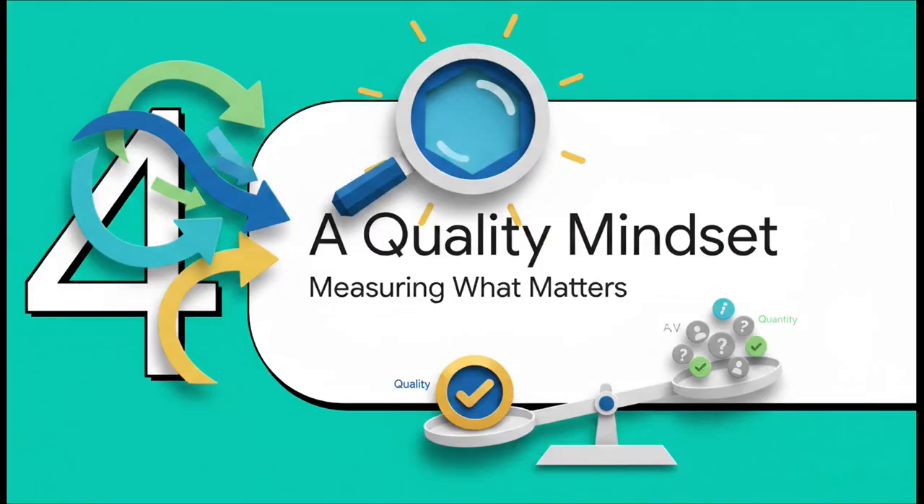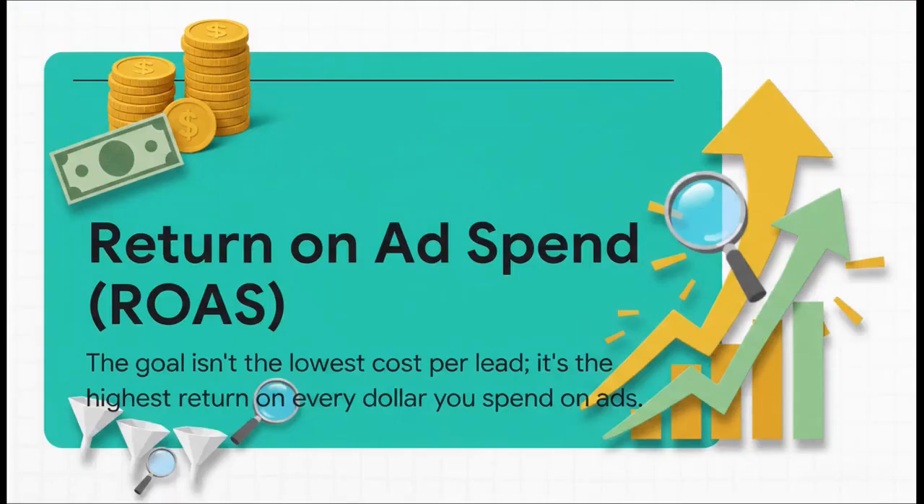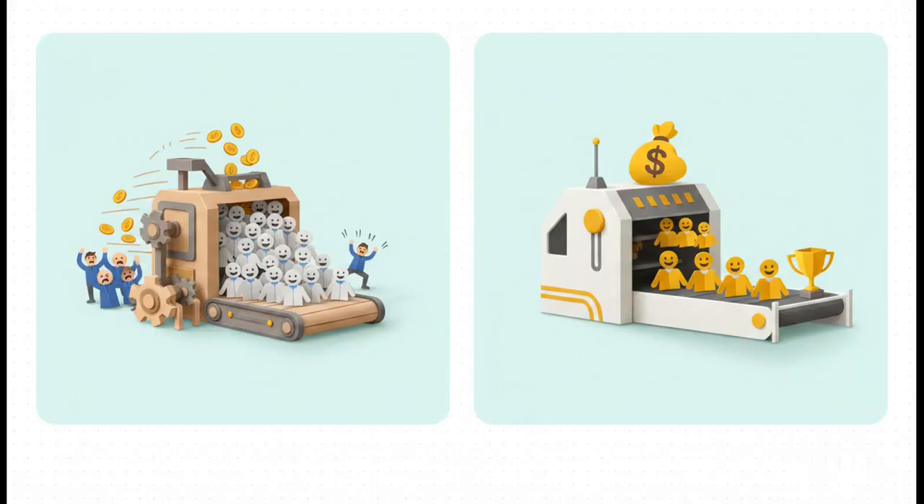So that's the problem. It's a big one. But the good news is, fixing it starts with a really simple but really powerful shift in how you think about your ads. It's time to forget about cost per lead. Seriously. The number that actually matters is your return on ad spend, or ROAS. The goal isn't the cheapest lead, it's getting the most revenue back for every single dollar you put into your ads. It's that simple. And this breaks it down perfectly.